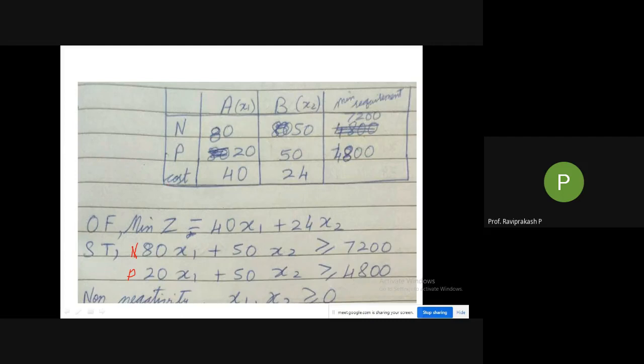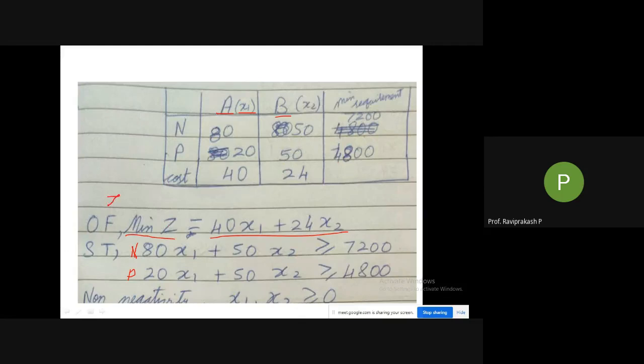Because we were not able to solve this, I want to tell you again. Minimum z is what is asked; we want minimum cost. Minimum cost means we need cost in the objective function. There are two products A and B. Always write: let X1 be the number of bags of A and X2 the number of bags of B. That "let" has to be written here.